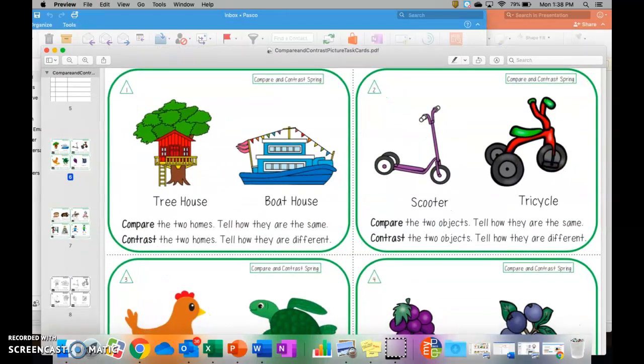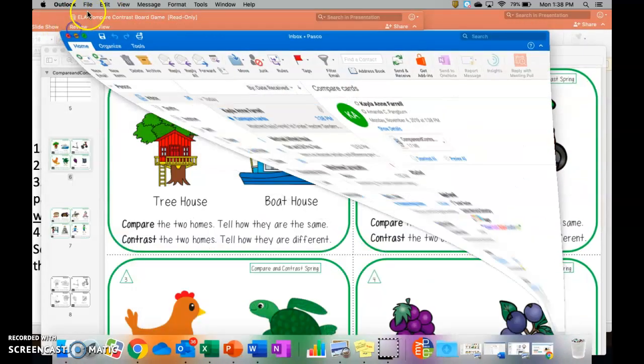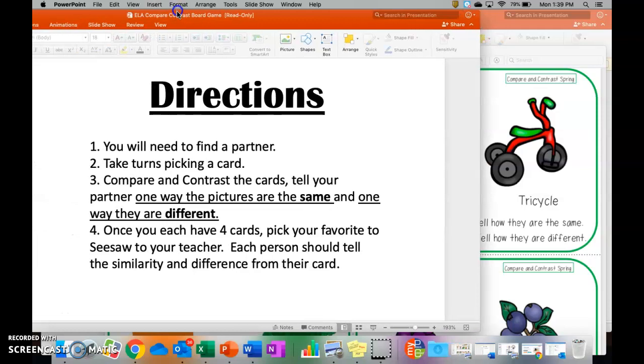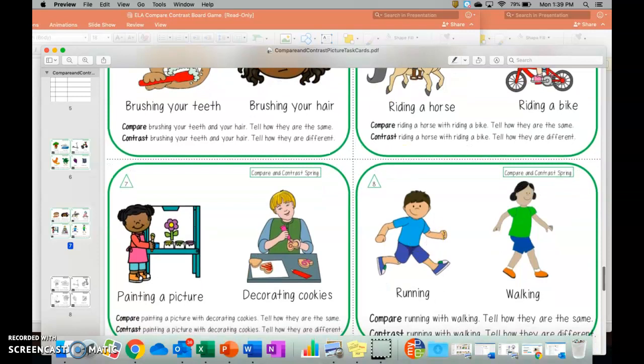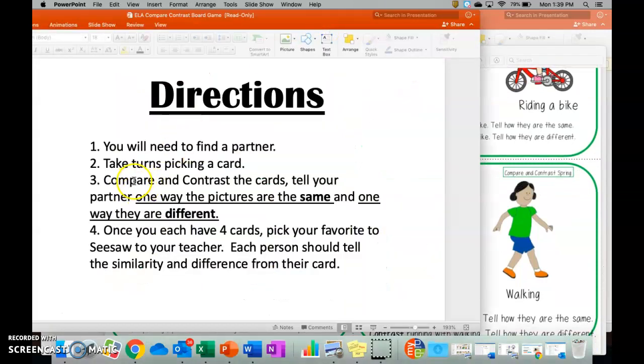Hi, boys and girls. So for this activity, here are the directions. It says you will need to find a partner, and then once you have your partner, you're going to take turns picking a card. These are the cards. So you'll have a stack. There's 8 cards total.